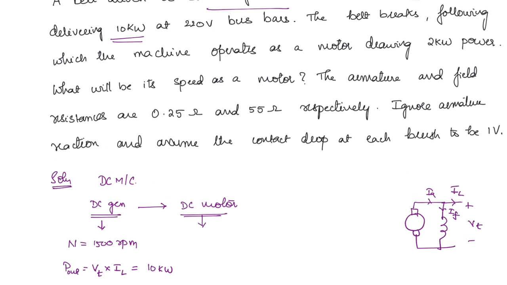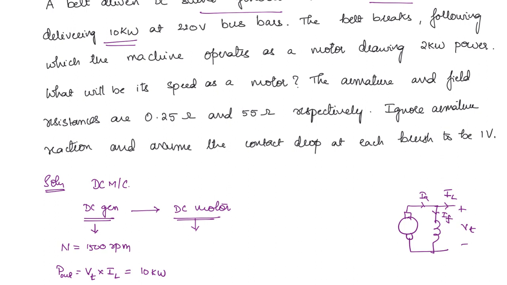Now next, what about when it was working as DC motor? It was a belt driven shunt generator. So when the belt breaks, it cannot work as a shunt generator anymore. It will start working as a motor and it will take power from the same source, right? It is still connected to the bus bars. So bus bar is something which will have that voltage. 220 volt bus bar will maintain 220 volt. So the first specification that you can write here is that the terminal voltage is 220 volt. That is not going to change.